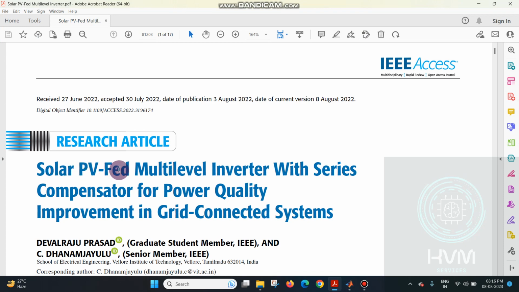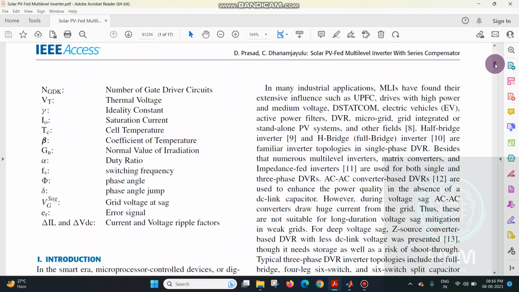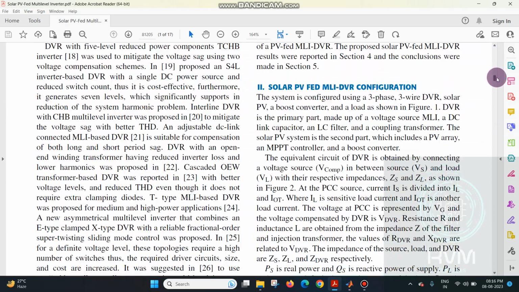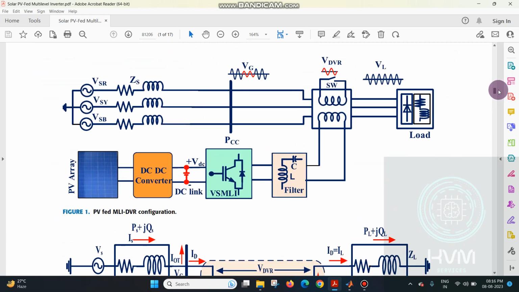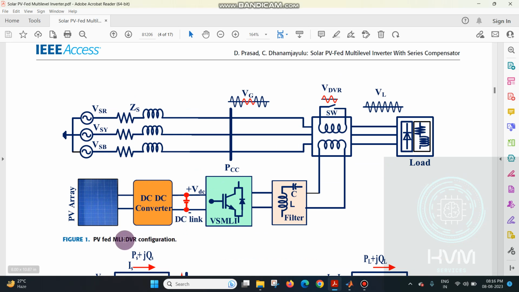Project title: Solar PV Fed Multi-Level Inverter with a series compensator for power quality improvement in a grid connected system. In this project, we are using a multi-level converter, that means an inverter, connected to the solar system to compensate the power quality issues. The power quality issues, otherwise called power quality problems, are sags, swell, harmonics, disturbances, and fluctuations. These power quality issues will be reduced with the help of a DVR, dynamic voltage restorer, right?